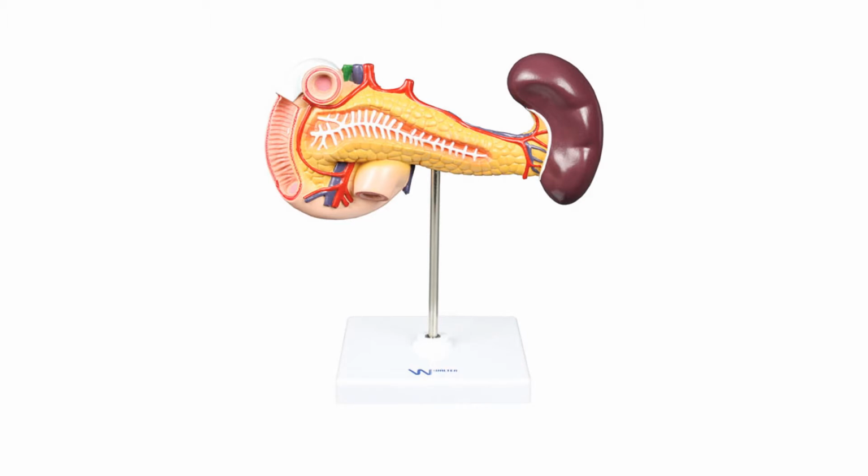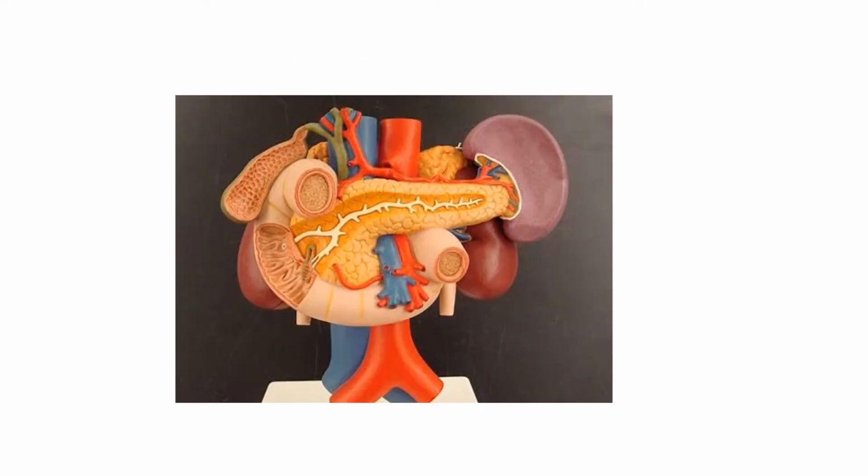Same model again. Here's the hepatic artery that would be going up, the gastric artery that would be going up, the splenic artery over here, superior mesenteric artery and superior mesenteric vein. And then up here we see the hepatic portal vein.